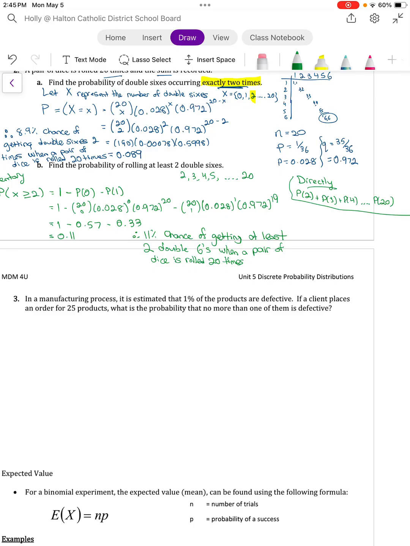I know this is backwards thinking, but your success here is being defective. We're trying to figure that out. How many? We're going to have no more than one. So let's say let X represent the number of defective items.